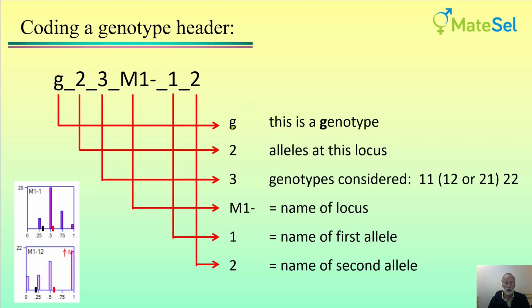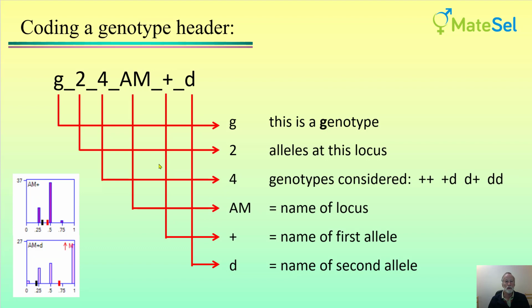G tells us it's a genotype. 2 tells us the number of alleles at the locus, and in animal breeding that's almost invariably 2, but we can handle more than that. 3 says that we're considering 3 different genotypes at this locus, and that's the 2 different homozygotes and the heterozygotes combined to give us 3 classes, and that's the most common format for animal and plant breeding data. This is the name of the locus. Putting a dash at the end of it for marker 1 means that when we show a representation on the interface, then it's more clear what's the marker locus name and what's the name of the allele or genotype that's being considered. 1 and 2 are the names of the first and second allele in this case.